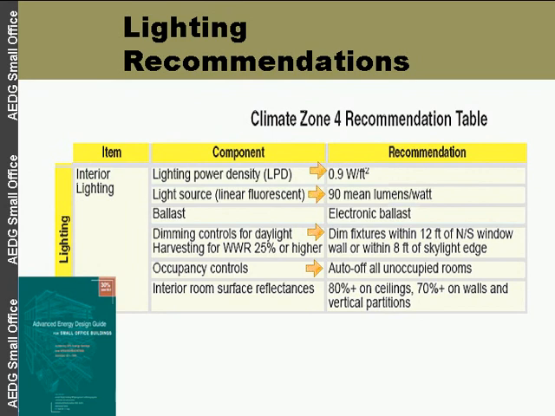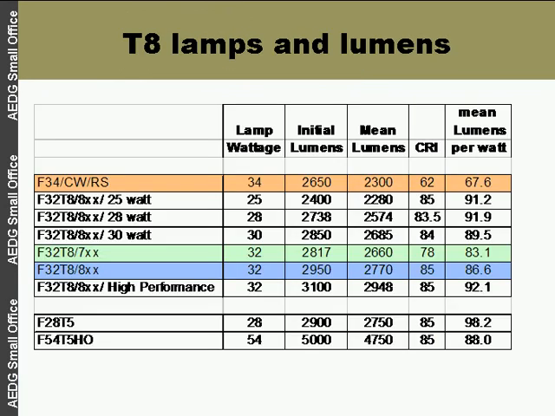One of the other things that doesn't seem like it relates to lighting, but it's very, very important, is interior room surface reflectances. So we want to have high reflectances, 80% on the ceiling, 70% on the walls, and vertical partitions. So we don't want dark materials inside that office. Because we are starting to push the limits on the lighting power densities, we want to keep the space feeling nice and bright.